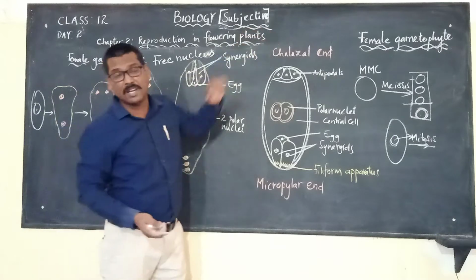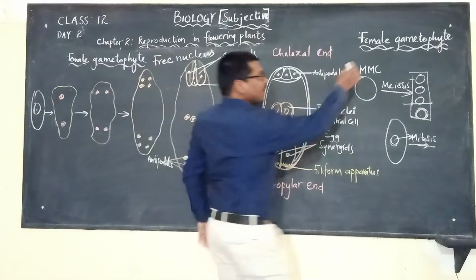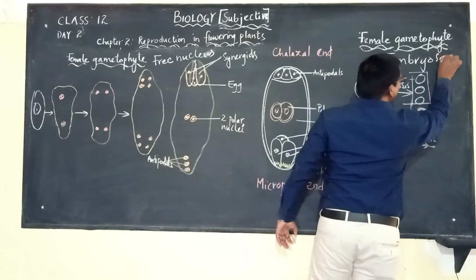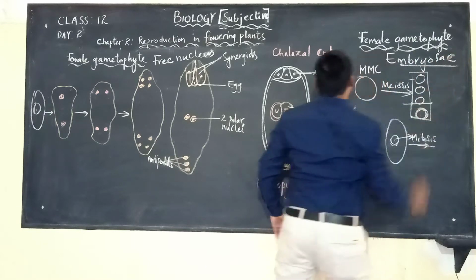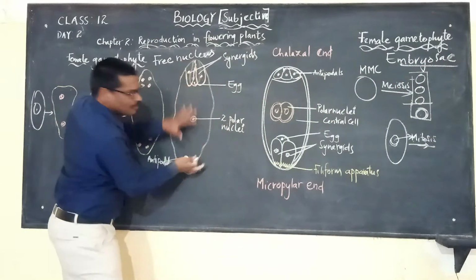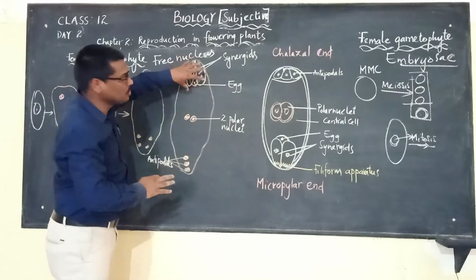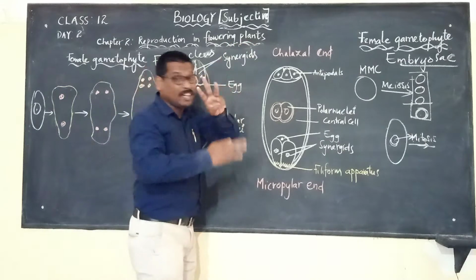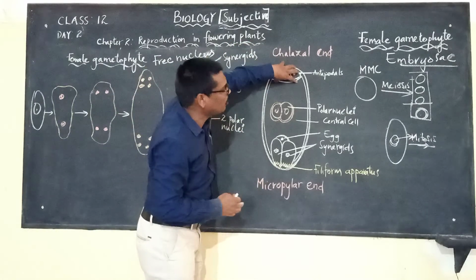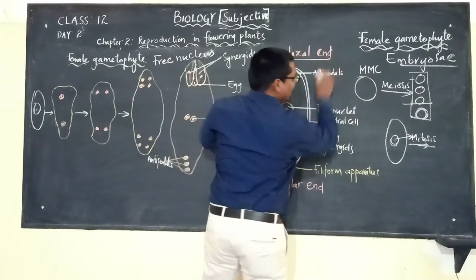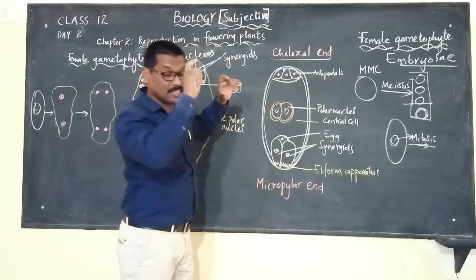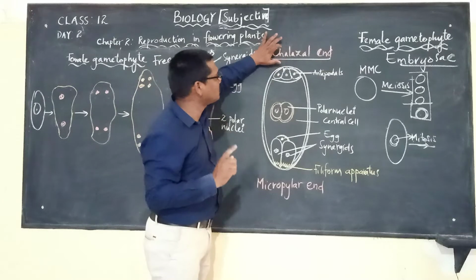Now let us see how these cells are distributed throughout the embryosac, otherwise called the female gametophyte. Please remember, the female gametophyte is also called the embryosac. So there are totally 8 nuclei. 6 nuclei are now enclosed by the cell wall, and three cells are at one pole, that is the chalazal end, the base of the ovule.